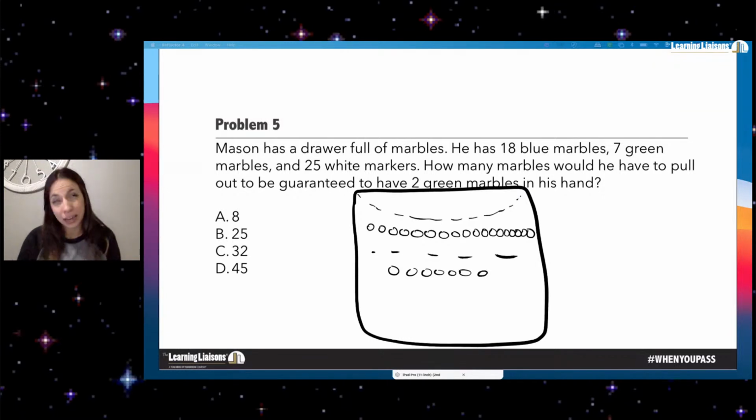This is kind of a probability problem, but it's really more of a conceptual problem. So I want you to think, if I reach my hand in and I pull out a blue marble, and then I pull out another blue marble. Let's pretend all the blue marbles are on the top, and I'm going to pull all of the ones on top first. How many marbles will I have pulled out if I pull all of the blue marbles out of the bag because they were all sitting on top? 18. Have I pulled a green marble out yet? No. Then, what if all 25 white marbles were in the middle? What would happen?